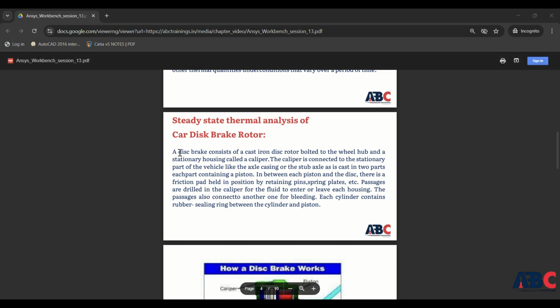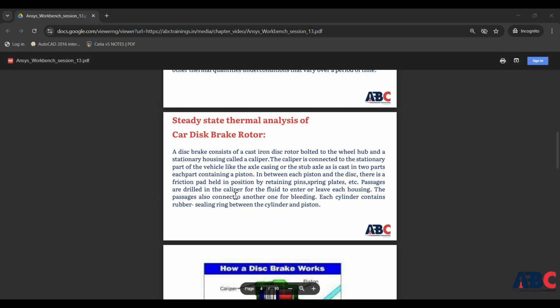So how does it work? A disc brake consists of a cast iron disc, the rotor, bolted to the wheel hub, and a stationary housing called a caliper. The caliper is connected to the stationary part of the vehicle like the axle casing or the stub axle and is cast in two parts, each part containing a piston. In between each piston and the disc, there is a friction pad held in position by retaining pins, springs and the plates.